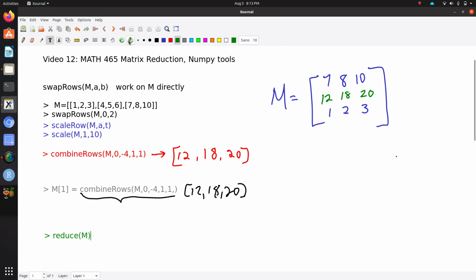But reduce M, once you get it working, it does all the work and it calls all those other functions to help with the work, okay? Don't make the assumption that your matrix is necessarily square, but you know, maybe it is. Okay, so we're going to slow walk this solution here.